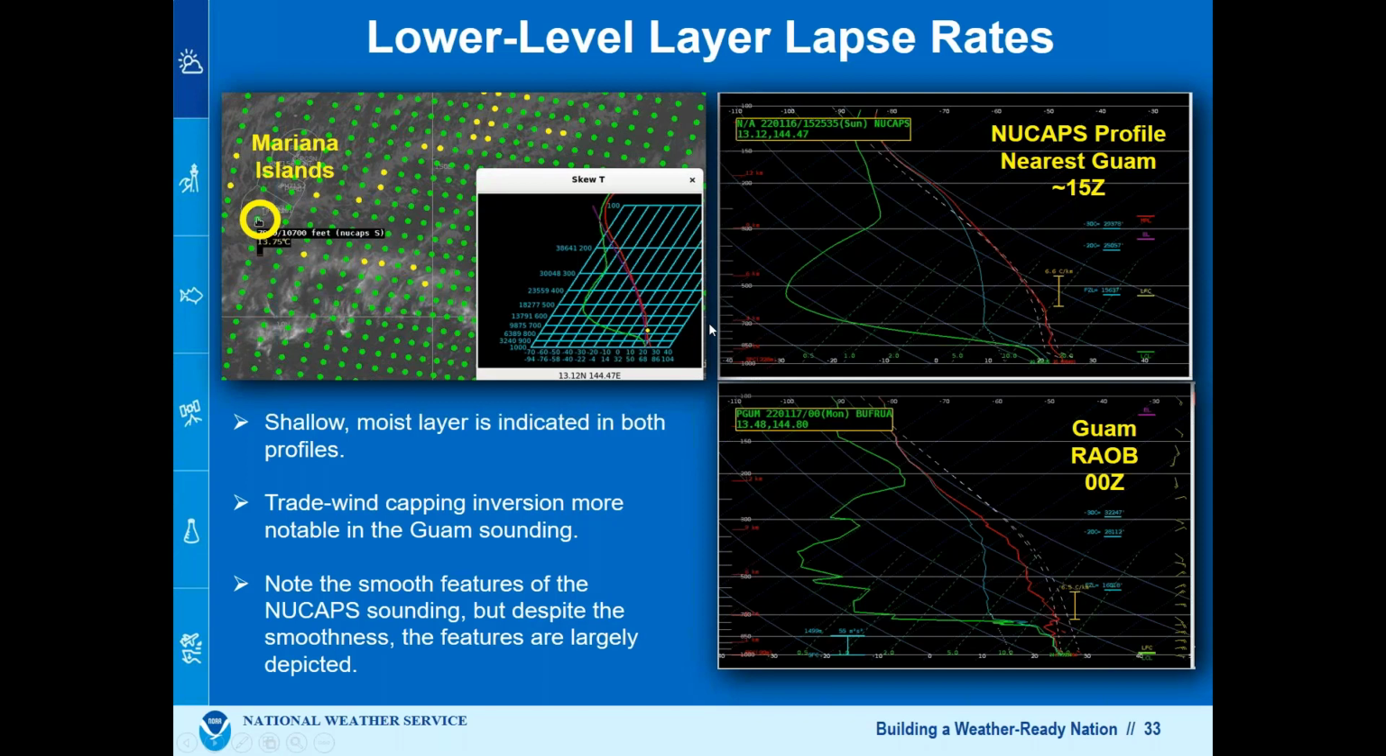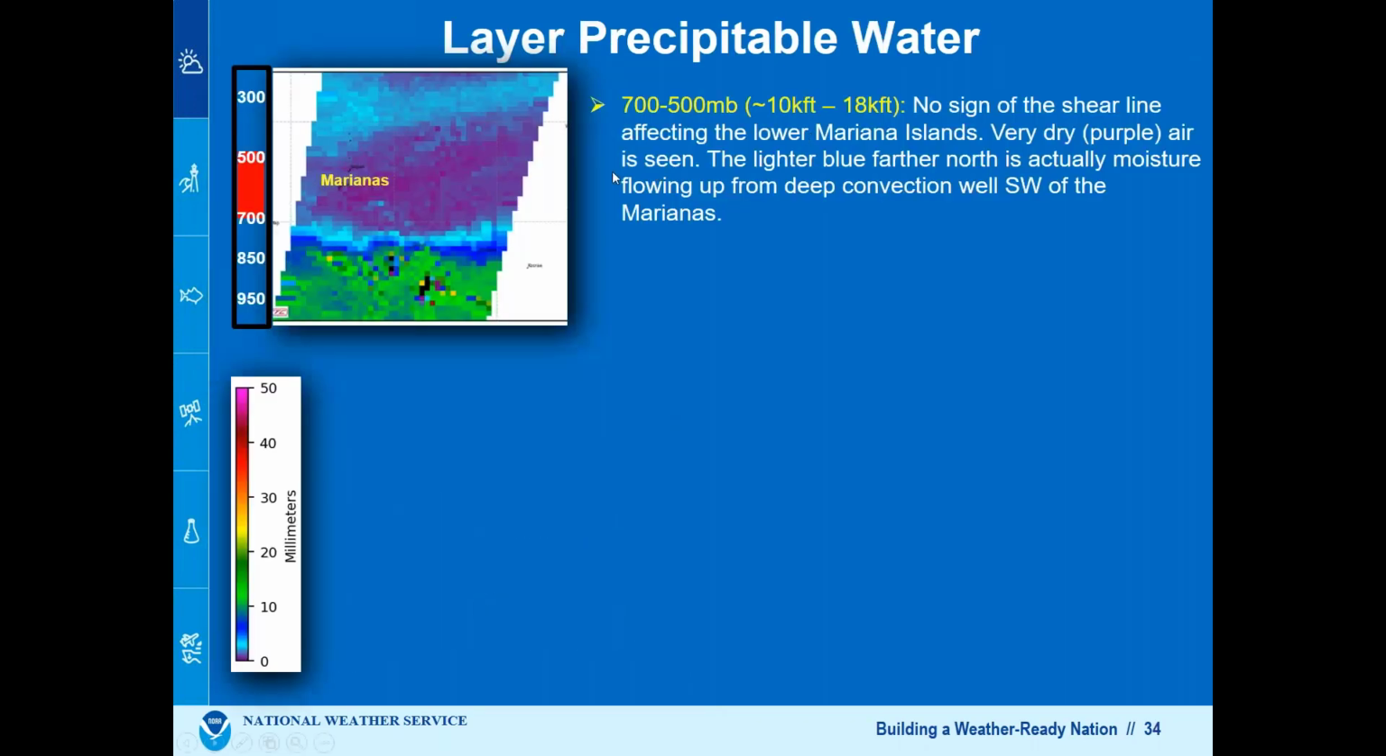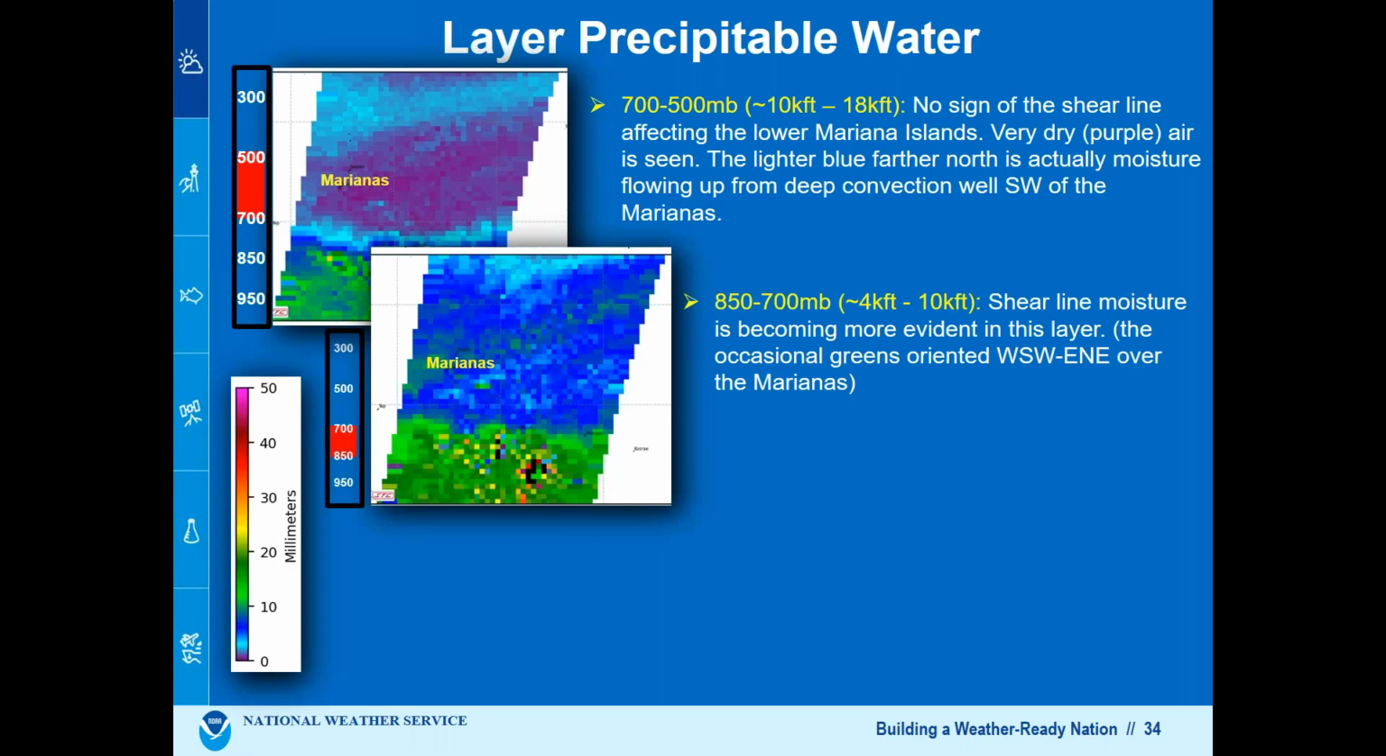So let's look at the layer precipitable water. 700 to 500 millibars, 10 to 18,000 feet. You see very dry air over the Marianas. So that boundary, that gradient, has passed to the south of the Marianas. Very dry air, typical. We should expect that with the profiles. As we head lower to 850 to 700 millibars, roughly up to 10,000 feet, we start seeing a little bit of indication of that shear line moisture coming across. There's a difference. There's a little bit more moisture, 700 to 500 millibars, farther north.